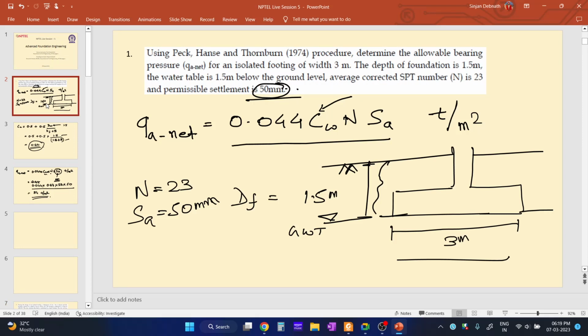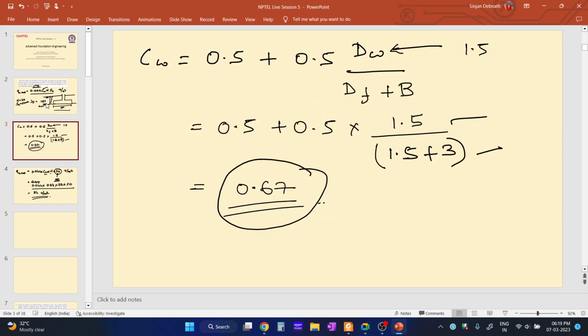CW, N, and SA. What is CW? It is the groundwater table correction. You need to find out the groundwater table correction using a formula. There is an equation: CW equal to 0.5 plus 0.5 into DW divided by DF plus B. This equation was also given by Peck, Hansen, and Thornburn. They recommended to use this equation along with it if you want to find out the net allowable bearing pressure. Correction for bearing capacity, correction for groundwater table. So you need to find out this CW, that is the correction for the groundwater table.